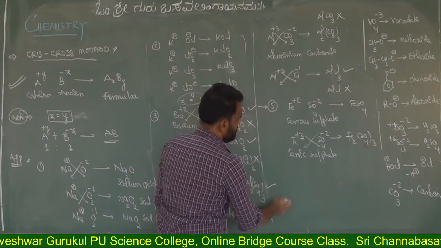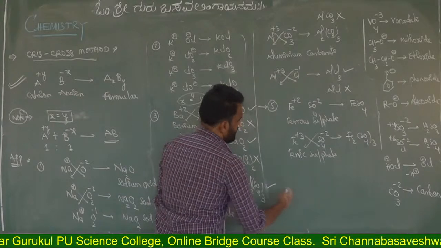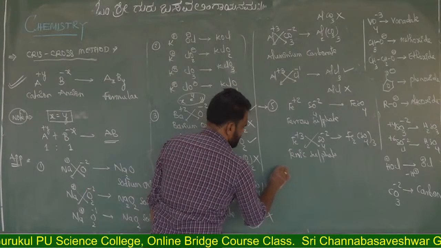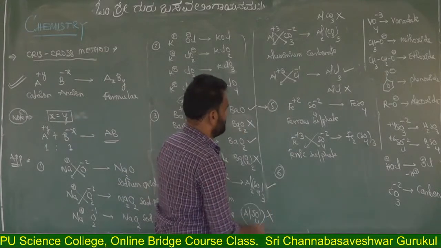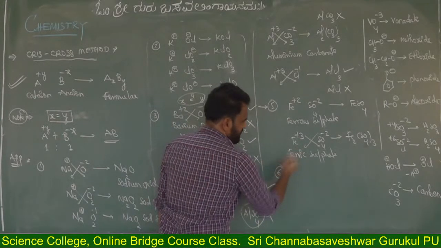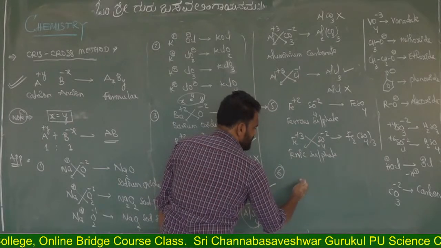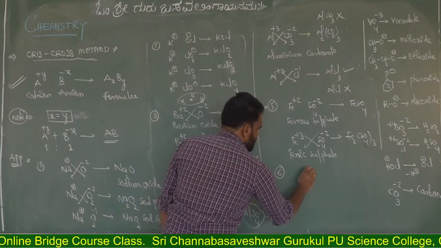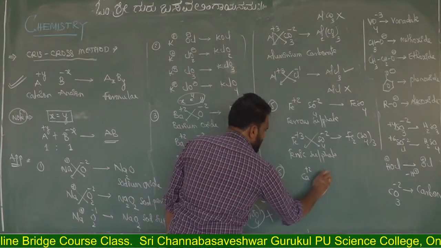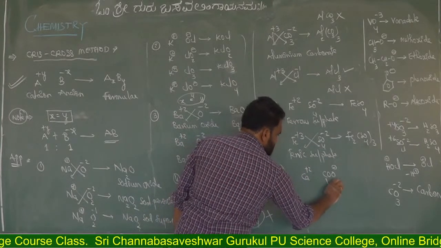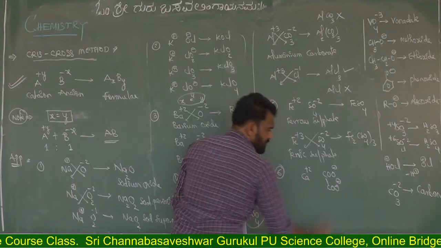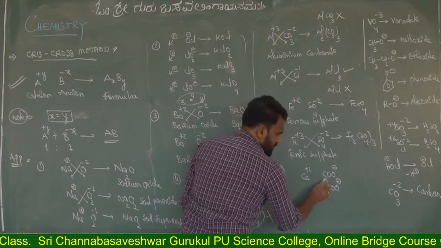So let me give the important examples in our PU1 and PU2 syllabus, the ionic compounds which we are using. So let me give ferrous, ferric. Next, calcium oxalate. Calcium is plus 2 and oxalate. Oxalate means C2O4 minus 2, calcium oxalate. So now, if you take it here, oxalate is what?